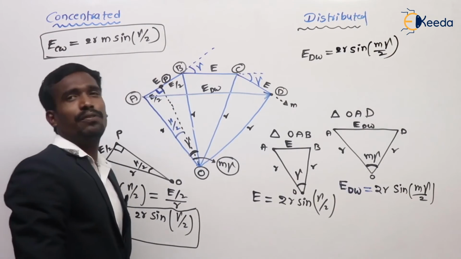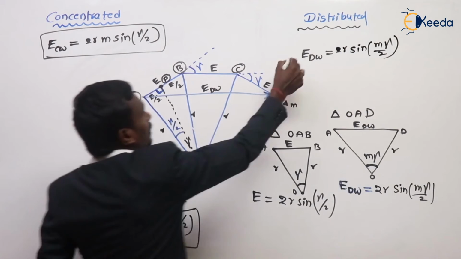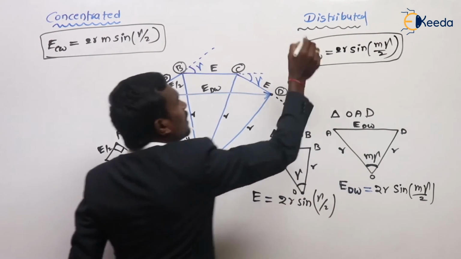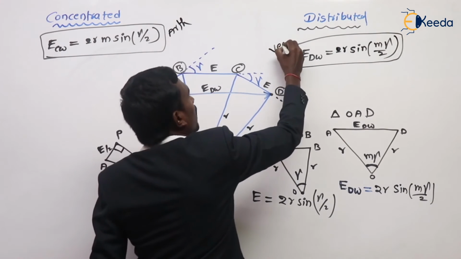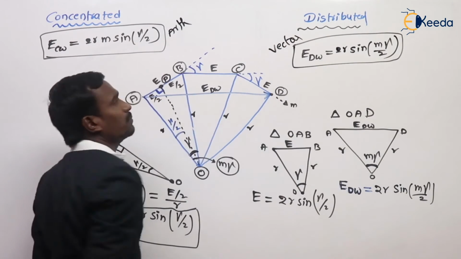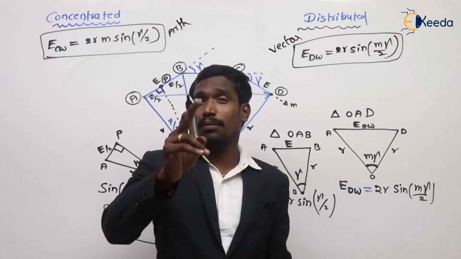This is the EMF developed in distributed winding, and this is the EMF developed in concentrated winding. This is the arithmetic sum, and this is the vectorial sum. So we calculated these two formulas, which are important.